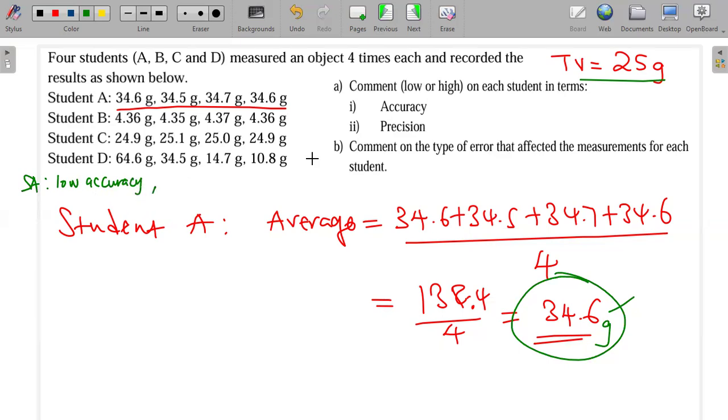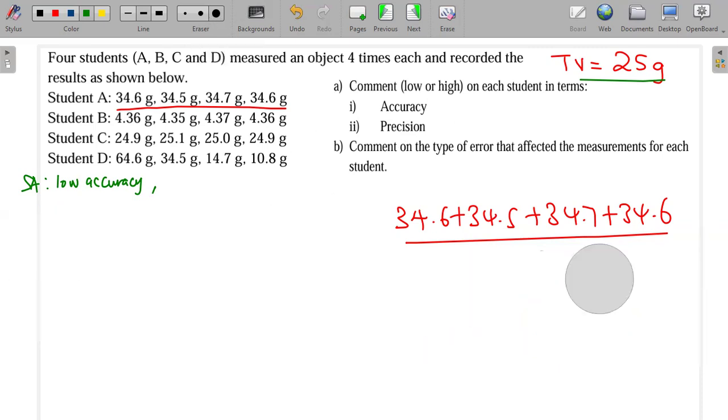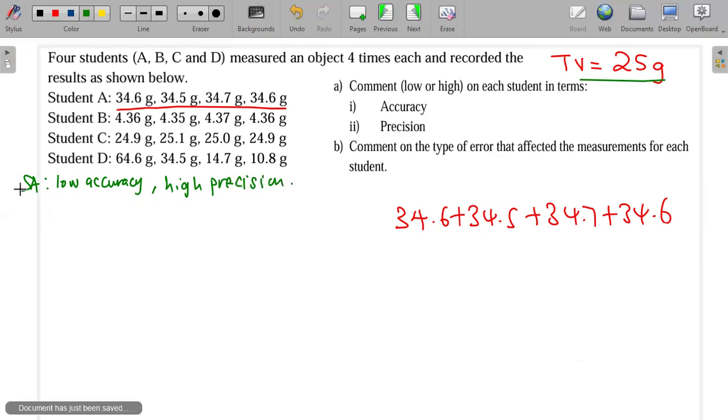What about the precision? For precision, we look at the individual measurements. Are they close to each other? We have 34.6, 34.5, 34.7, 34.6. We see that they are all in 34s point something, so they're actually precise. We're going to say high precision. So that is for student A.